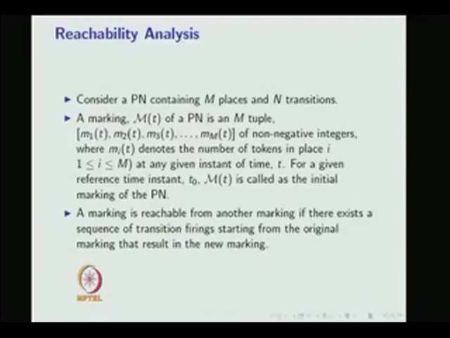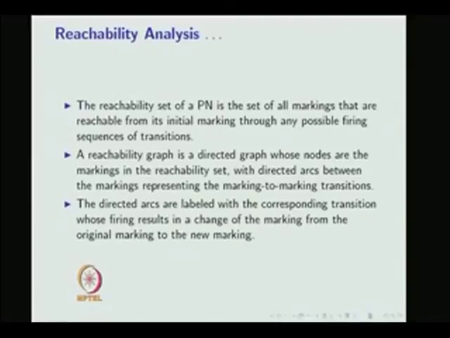For a given reference time t naught, M of t naught is called the initial marking of the Petri net. A marking is reachable from another marking if there exists a sequence of transition firings starting from the original marking that results in the new marking. We will have some more concepts, then we will go for the example. The reachability set of a Petri net is the set of all markings that are reachable from its initial marking through any possible firing sequences of transitions.